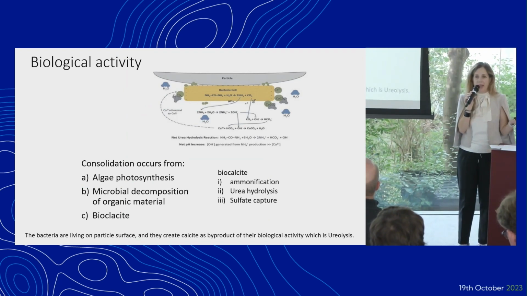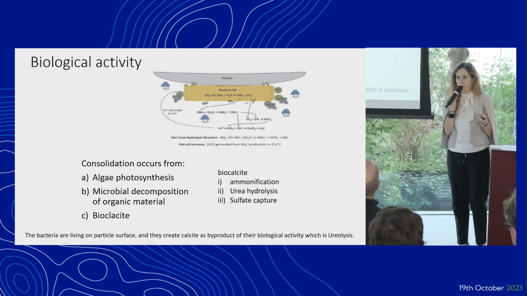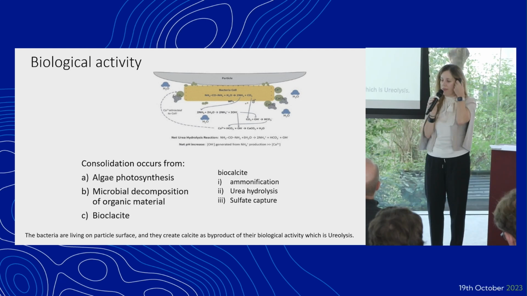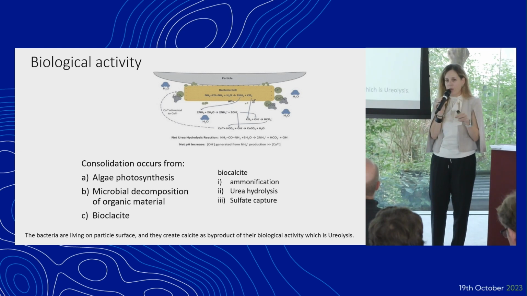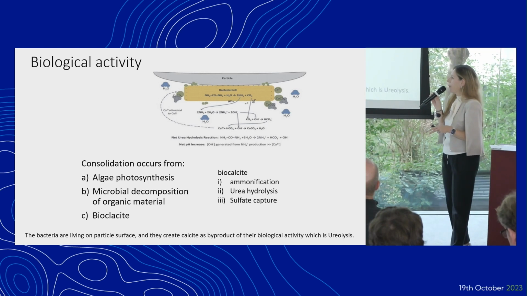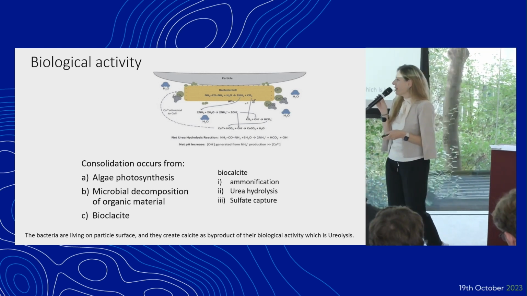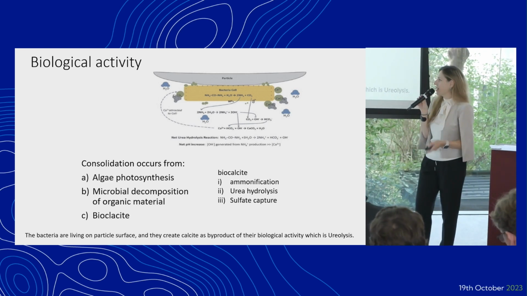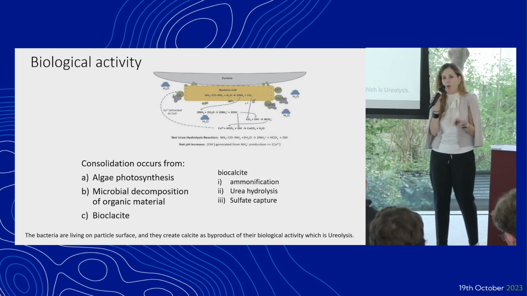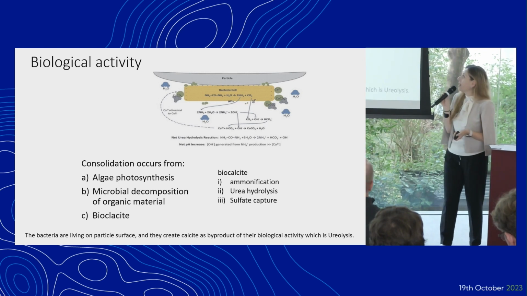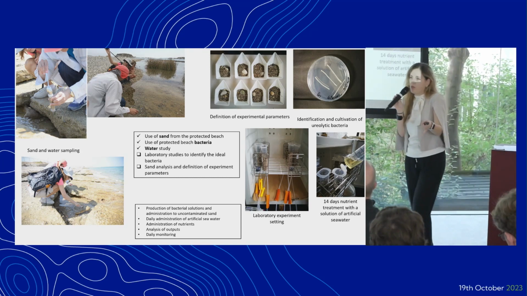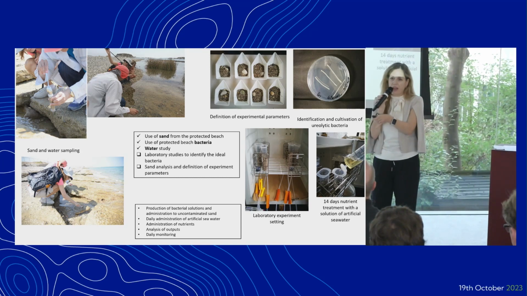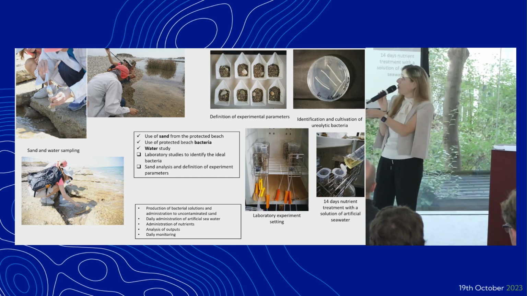How we may develop beach rocks, how we may create beach rocks. In fact, we just artificially trigger the situation, and then the whole thing is happening naturally. So we use bacteria that live on a particle surface, and they create calcite as a byproduct of their living activity, which is ureolysis. The fieldwork part is very easy. We just collect sediment from the study area and also water.